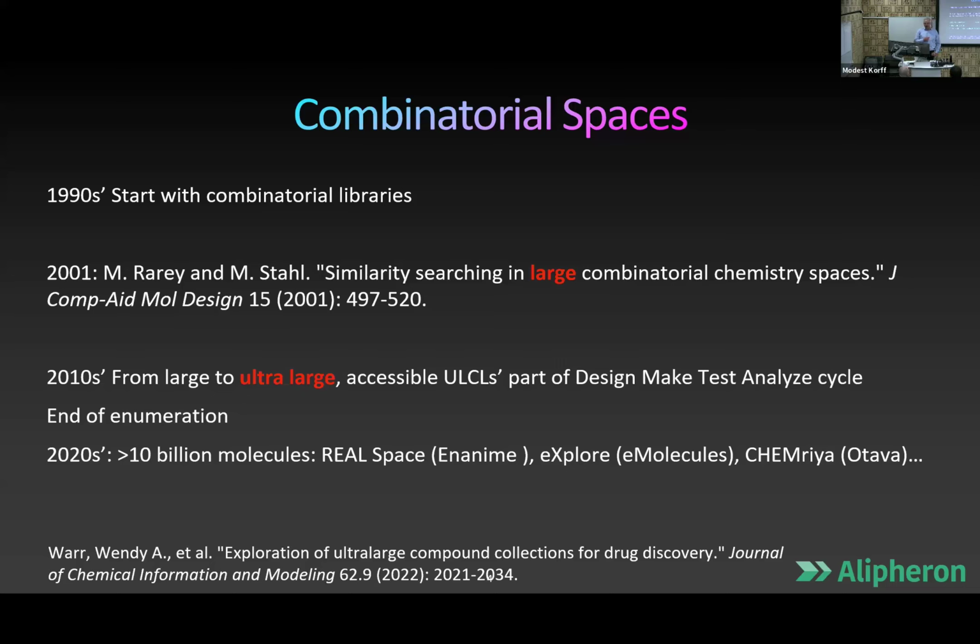So not enough computational power and space for storing it. In the 2020s, so this means now, we have several suppliers with libraries which exceed the 10 billion range. So we have the REAL Space from Enamine, eXplore, eMolecules, and Chemspace from Ottawa, just as an example. Yeah, please, if you want to have an overview, I refer you to this nice review of Vendeville at the bottom.